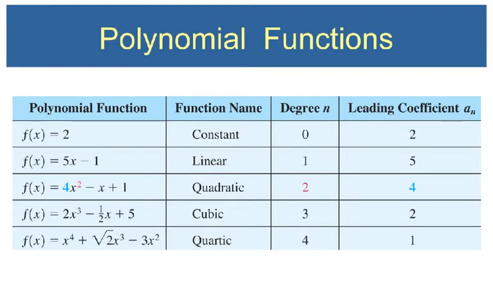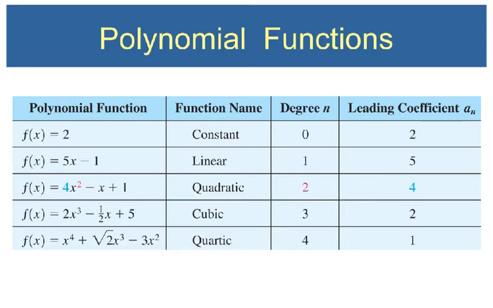And our leading coefficient here is 4. These two things, the degree and the leading coefficient, are kind of important. You need to be able to recognize them. The degree is always going to be the highest power that you see on x, and the leading coefficient is going to come from that term. It's the coefficient that is multiplied to the x term that has the highest degree.